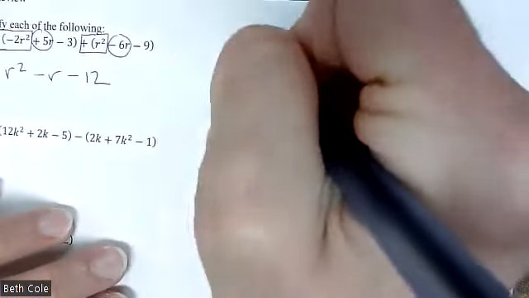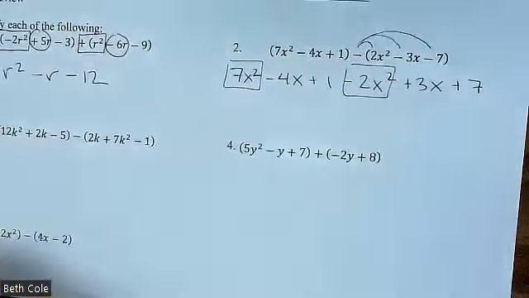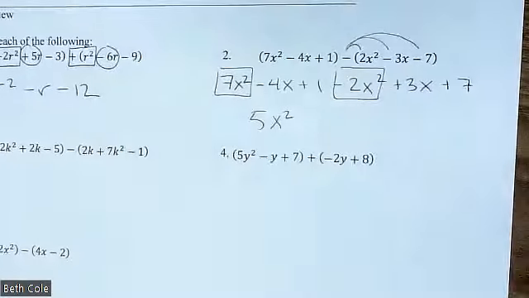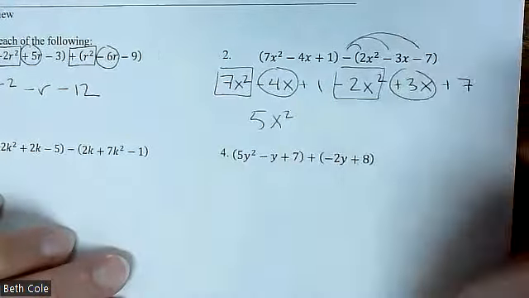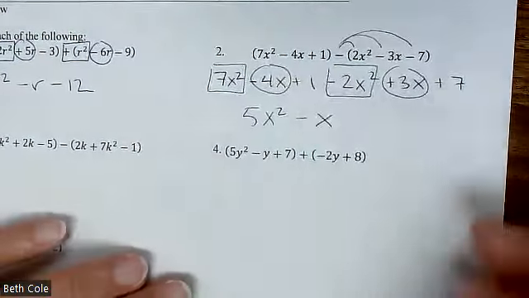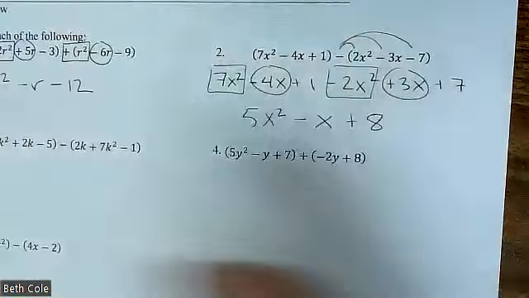So how many x squareds are we going to end up with here? 5x squared, good. 7 minus 2. And then for the x's, you have negative 4 plus 3. That would be negative 1x. And then 1 plus 7 is 8.